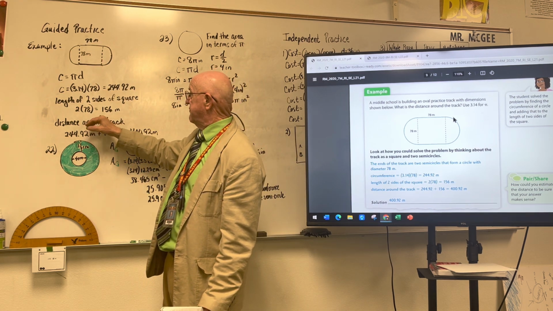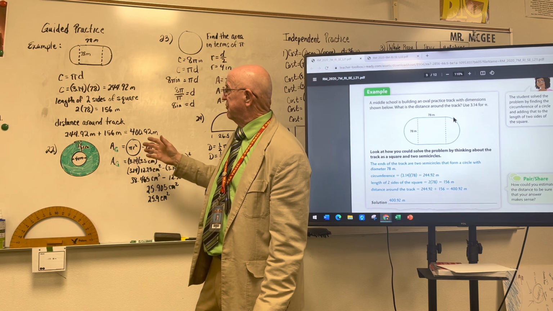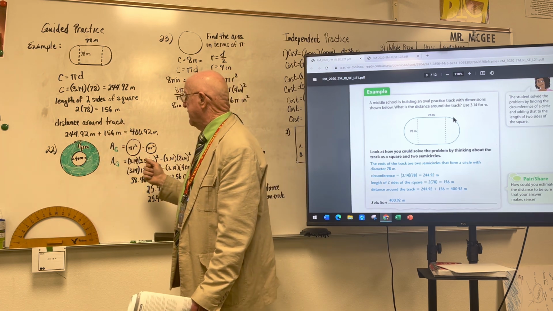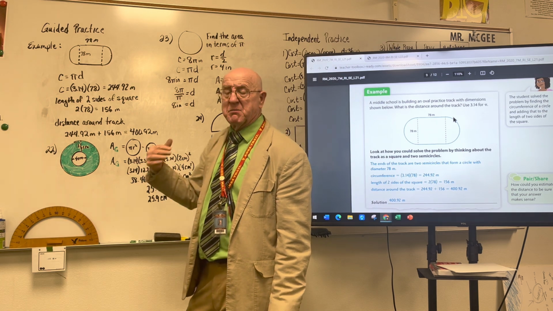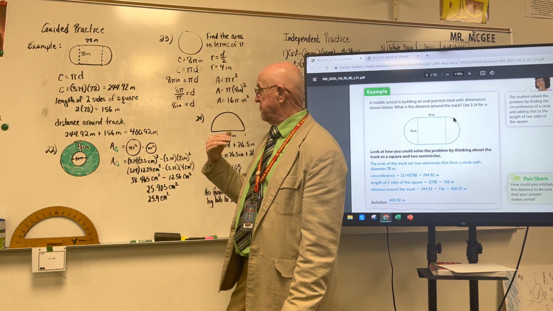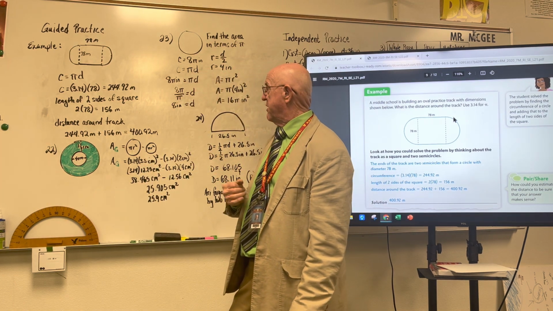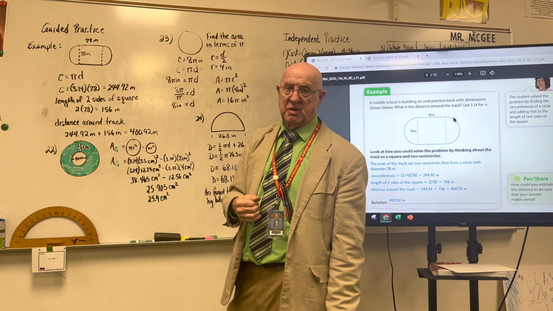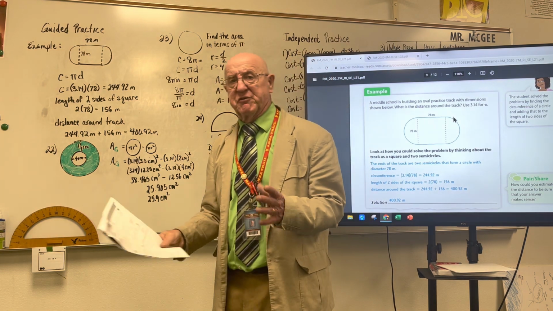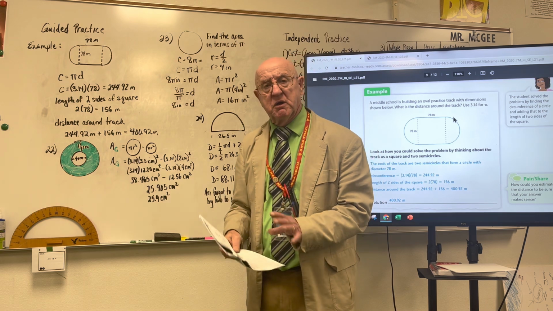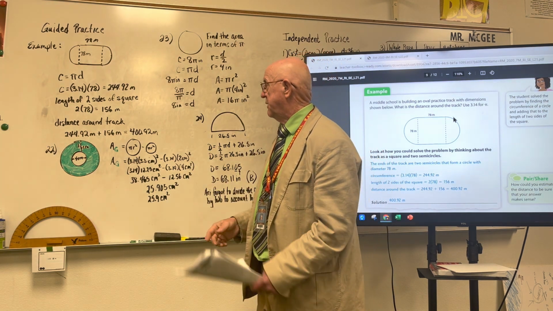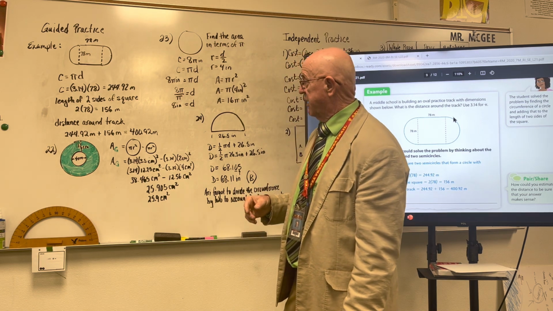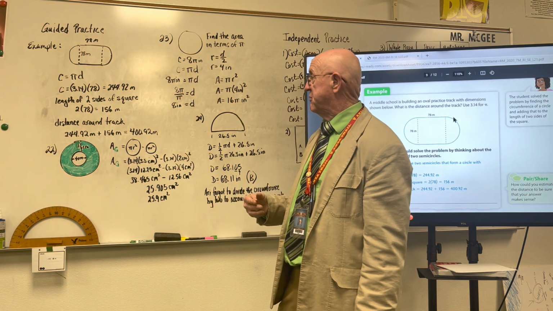So 2 times 78 is 156. So the total distance around the track is going to be 244.92 meters plus 156 meters, and that's going to be a total of 400.92 meters. So again, we're taking a composed figure, a square and two semicircles, and finding the total distance. So the distance around the track, once again, is 400.92 meters.